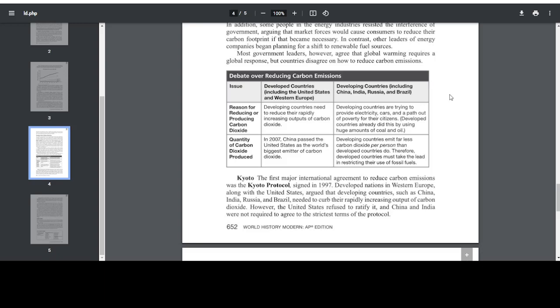Developed countries already did this by using huge amounts of coal and oil. Now, let's go to the next one. Quantity of carbon dioxide produced. Let's go to the US and Western Europe.